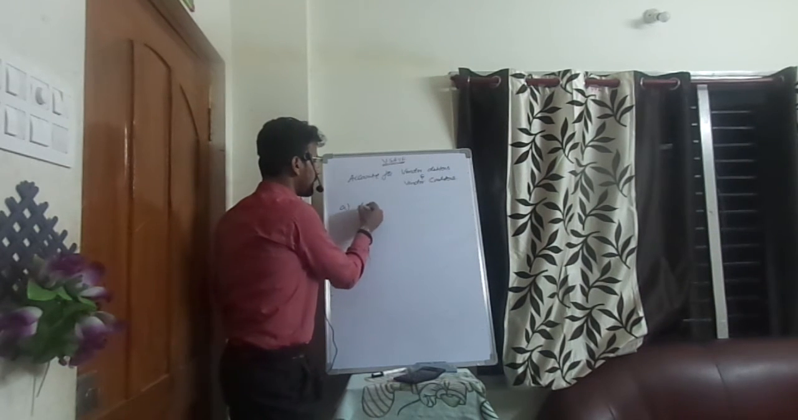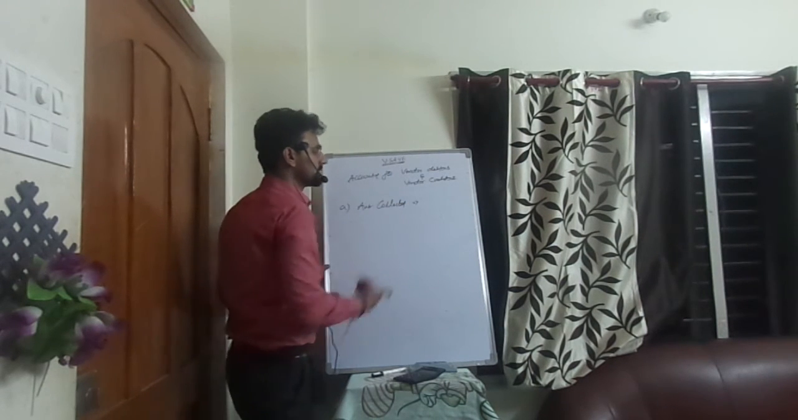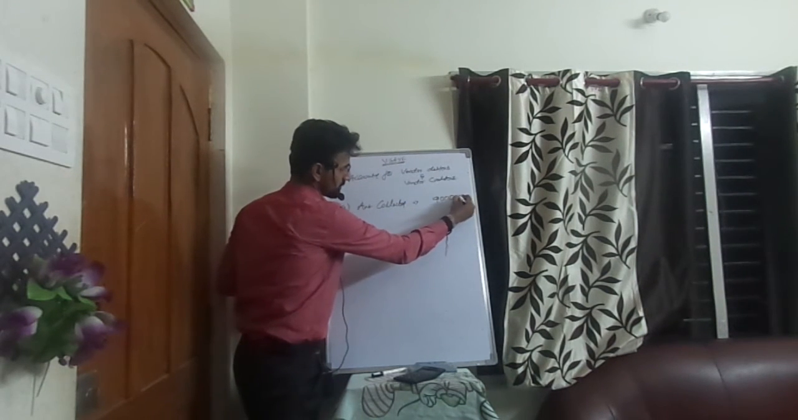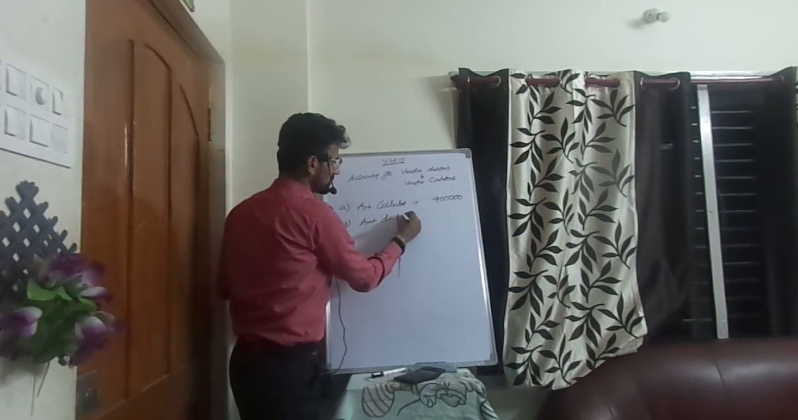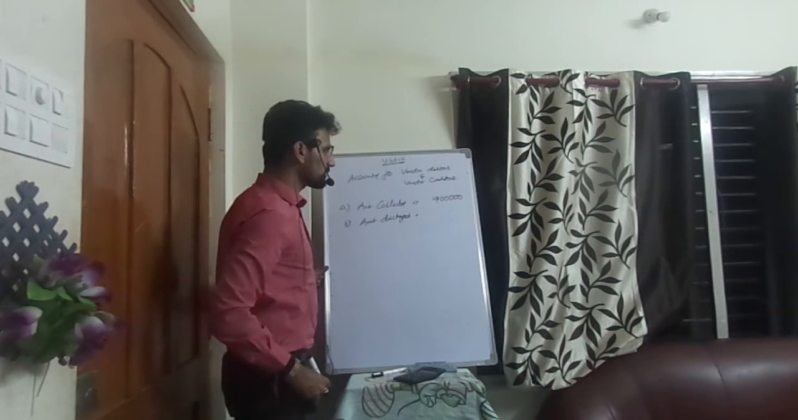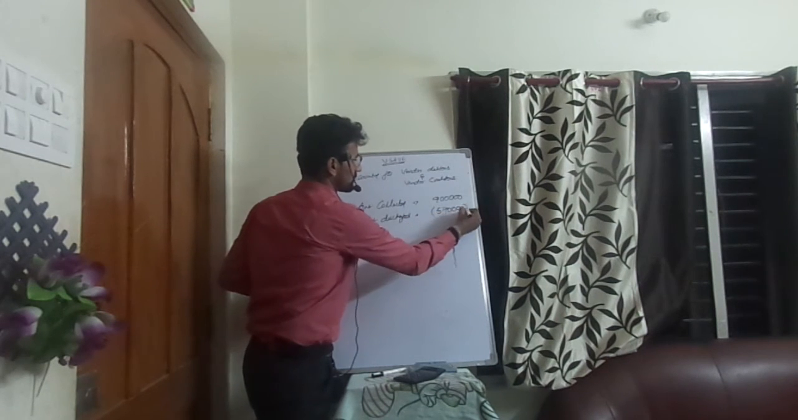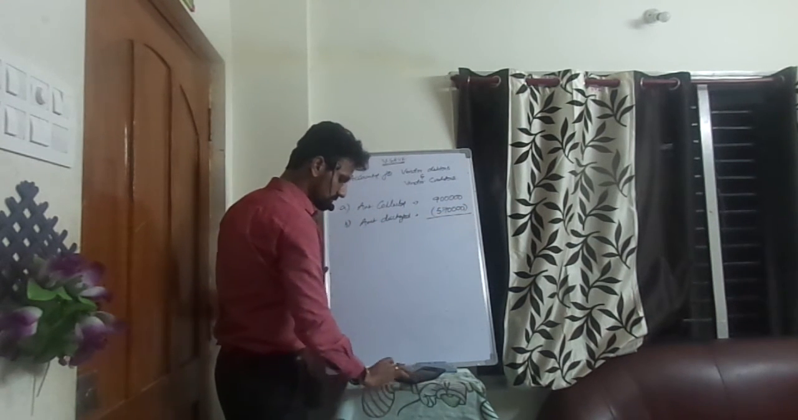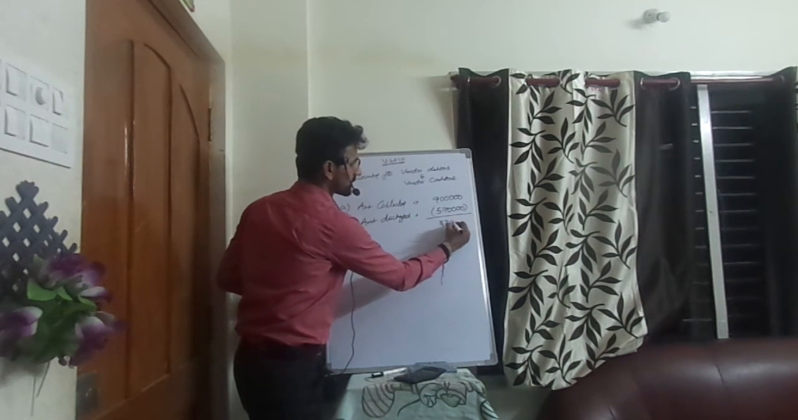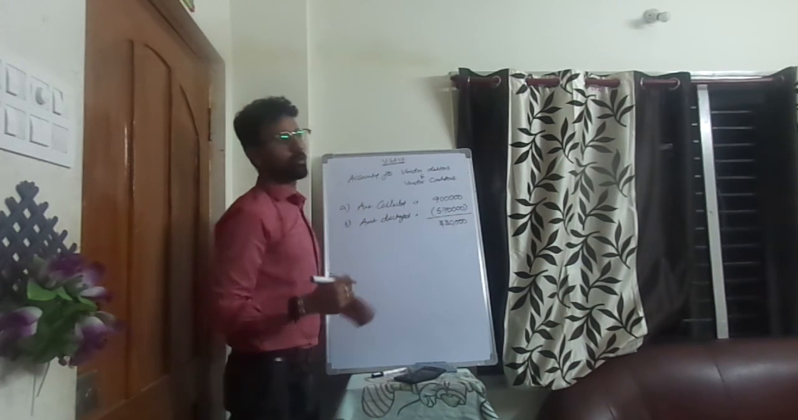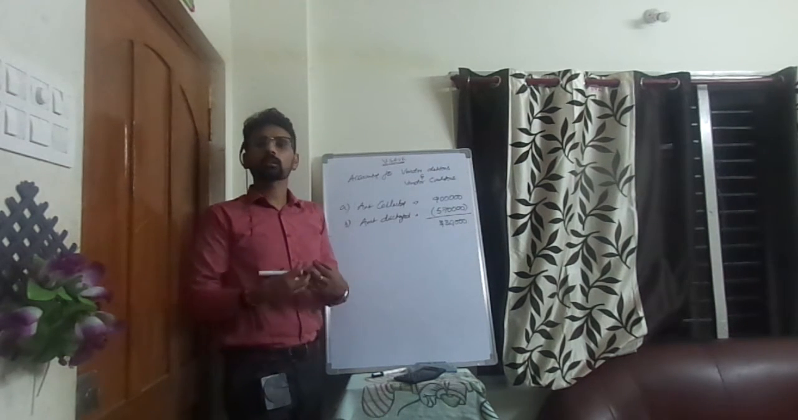Amount collected: you collected from your debtors 9 lakhs. Amount discharged: you discharged to your creditors 5,70,000. The net amount is 3,30,000, which is the amount you should pay to the vendor after taking your commission.